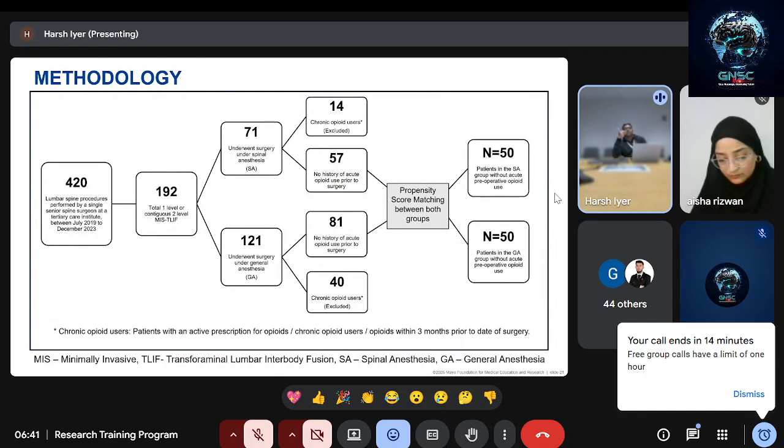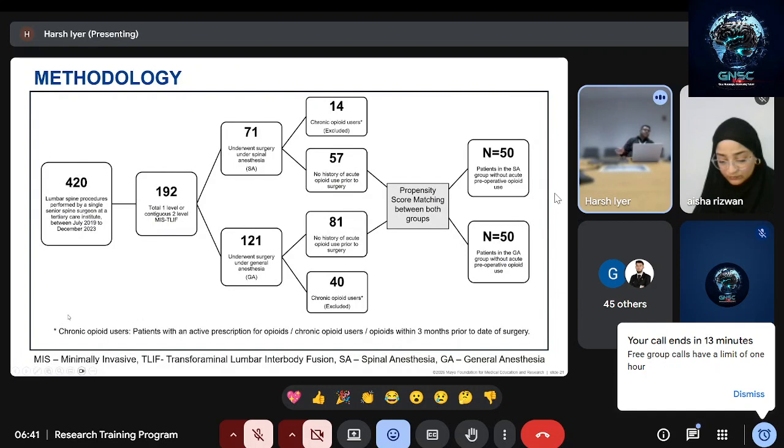That's the part where, for the 57 plus 81, somewhere close to almost 138 patients, we did full data extraction and collection for post-operative opioids and post-operative prescriptions given. And then we ended up with 50 patients in each group. And that's when we did analysis. And we were able to show that spinal anesthesia had reduced post-operative opioid needs in comparison to patients who underwent a procedure under general anesthesia.